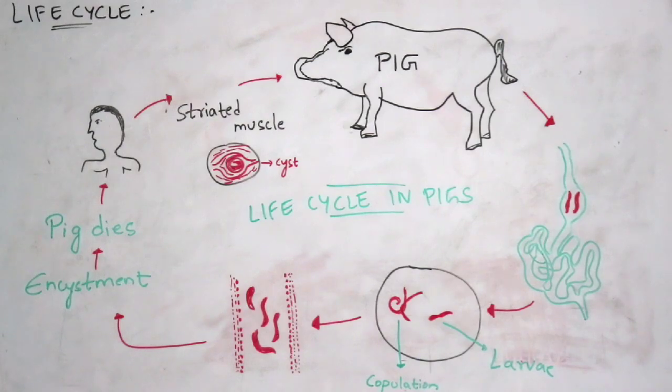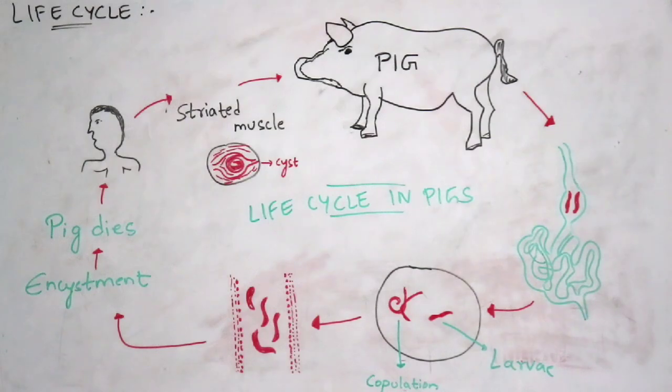the striated muscles itself. So when this larvae enters into other organs or other tissues, what happens? Encephalitis, the disease encephalitis, takes place. Encephalitis is a disease that affects the brain. Inflammation of the brain takes place. This occurs when the larvae enter into tissues other than striated muscles. When it enters into the striated muscles, the life cycle begins again. So this is about the life cycle within the pig as well as the humans.